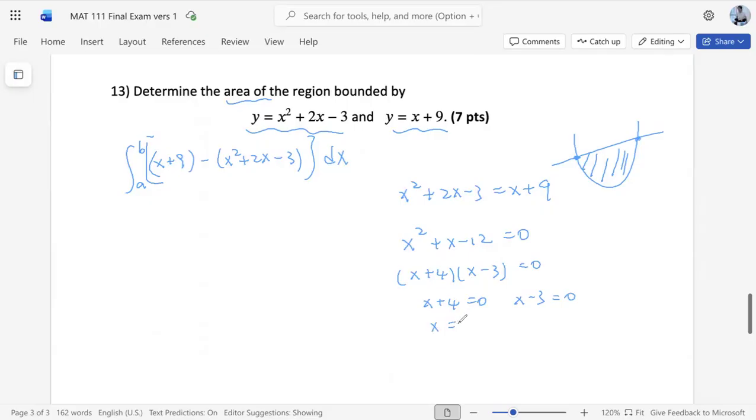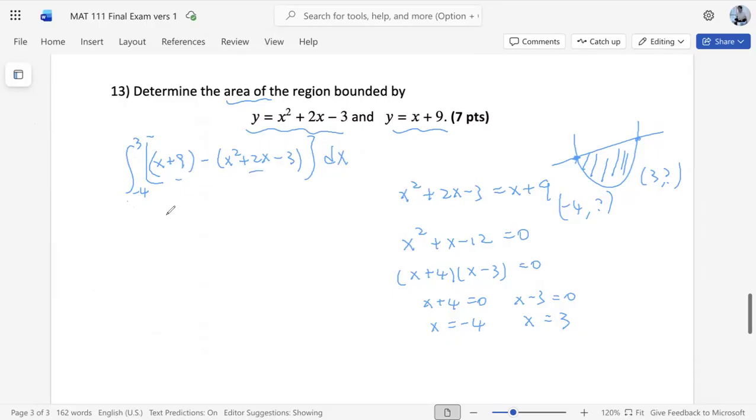Now we solve this, x has to be -4. We solve this, x has to be +3. So this one, x value equals -4. This one, x value equals 3. We don't care about the y value, okay? For this question, we don't need to calculate the y value, the function value. So now our lower limit is -4. We change a to be -4. Our upper limit is 3, right?